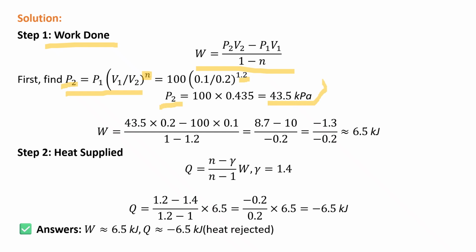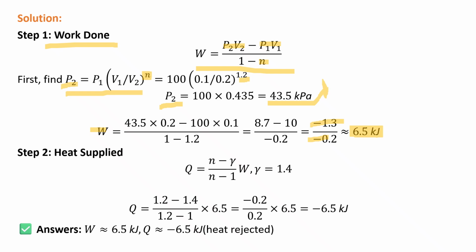Unit is very important. You must write the unit correctly. So when P2 is available, V2 is also known to us, P1 and V1 are given in the data, and n value is 1.2, we will get W as minus 1.3 divided by minus 0.2, that is 6.5 kilojoule. So the W value which we get is positive, that is 6.5 kilojoule.